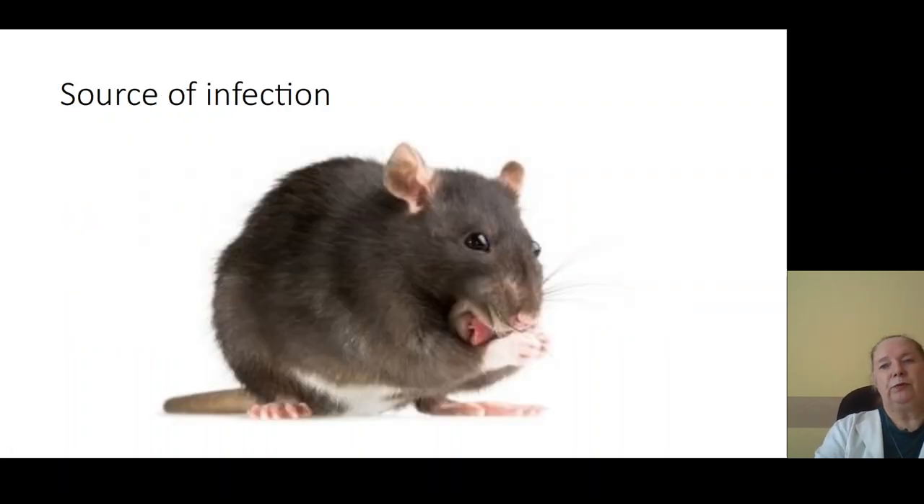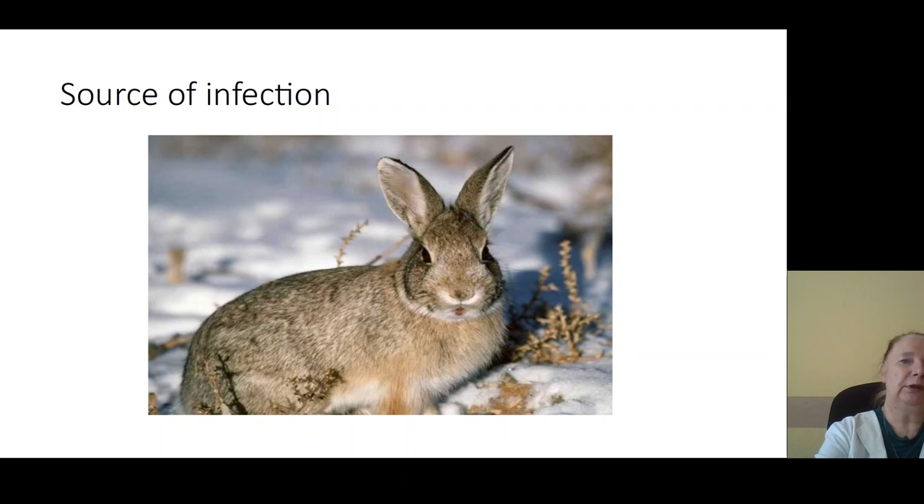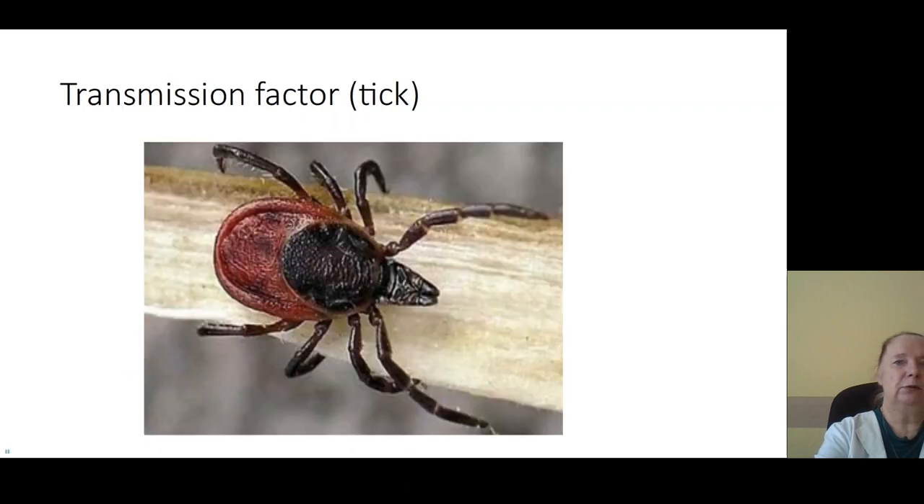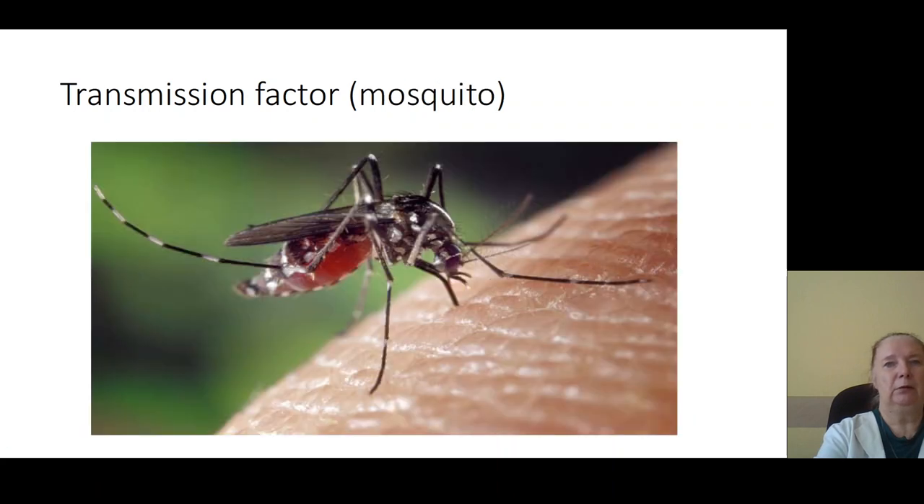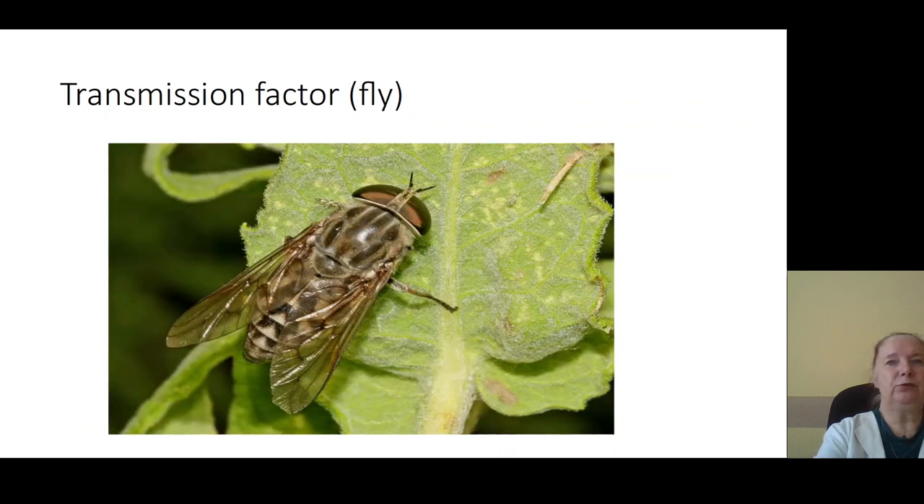So, the sources of infection are rodents, rats, hares, and dogs. The factors of transmission are the tick, the bite of a flea, and the bite of a fly.